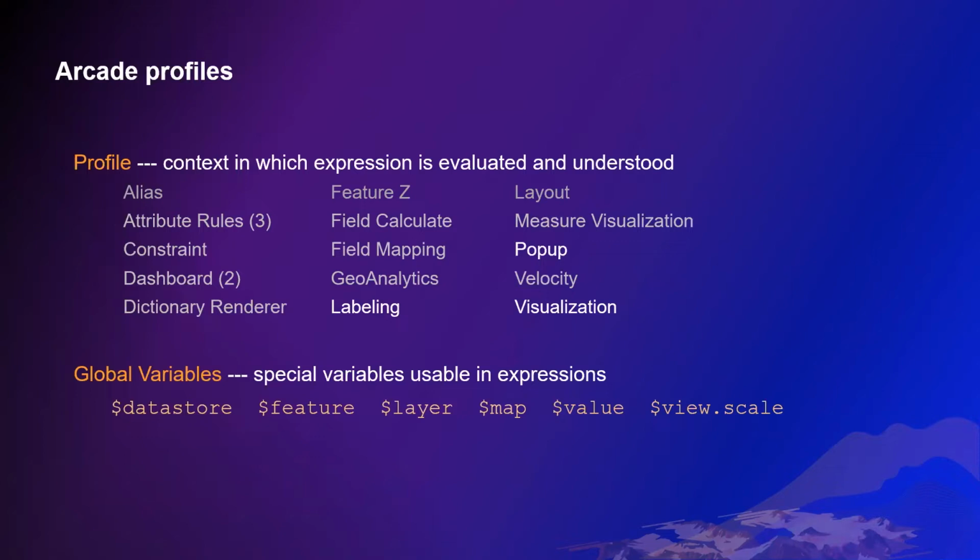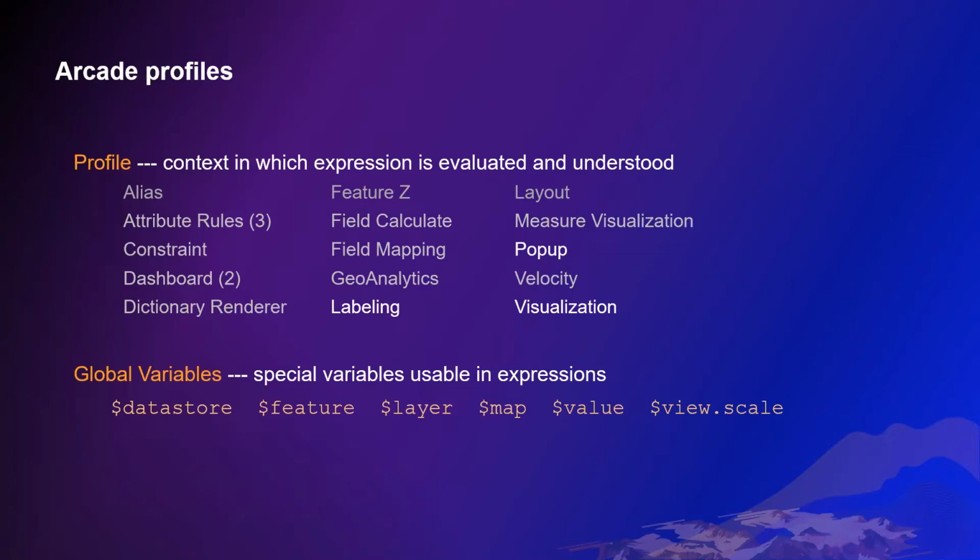Each of these profiles has different input and output variables that you can put into your code. Some profiles are very generic and usable in more than one part of ArcGIS, like labeling, pop-up, and visualization. Those are pretty versatile across all our software. Others might be more specific. Our dashboard and attribute rules profiles might be more specific to dashboards and attribute rules. And we'll see some examples of that with Ryan's demo here.